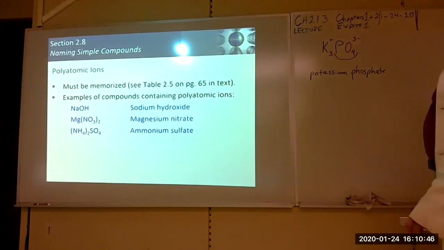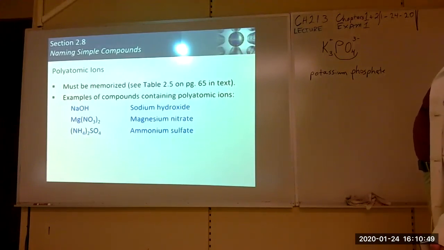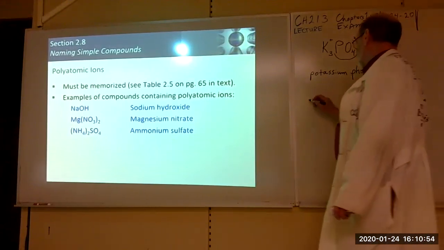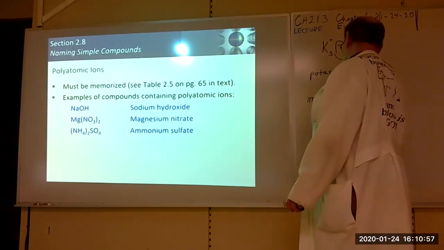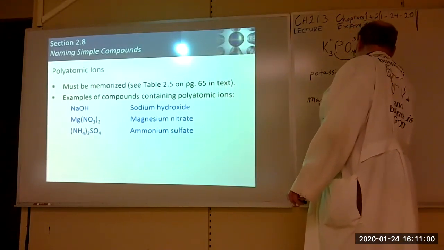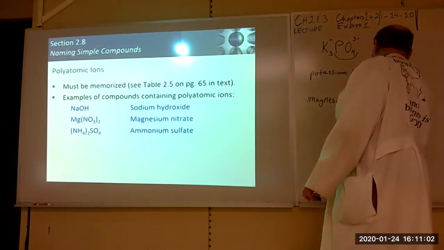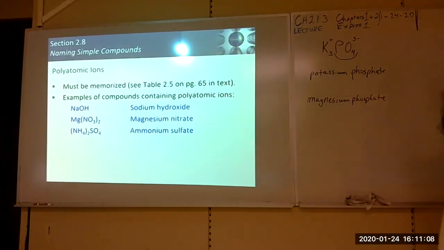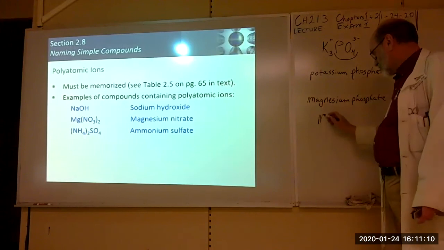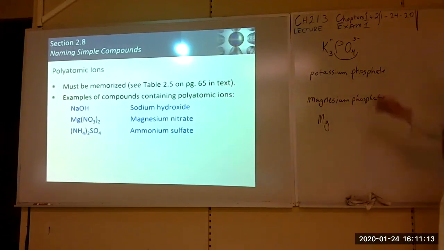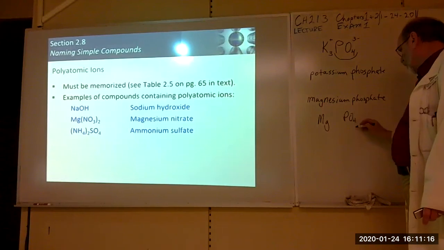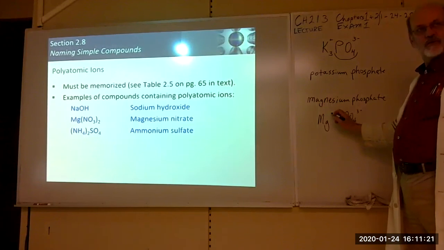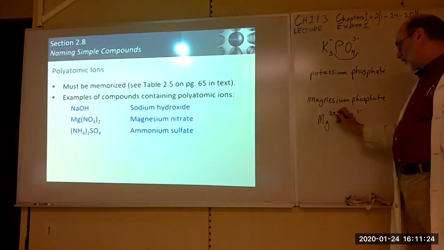Now, what if we need to go the other direction? Let's say I have magnesium phosphate. Let's write the compound. Okay, magnesium, Mg, phosphate, PO4. This has a 3- charge. And this has a 2+ charge. And that's all it is.